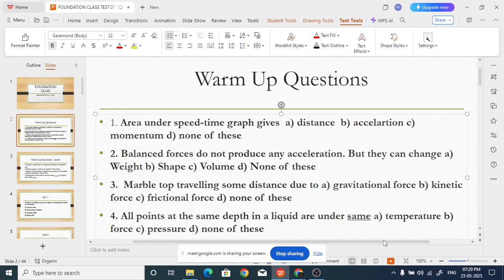Understand this. The area under speed and time means speed into time. If you draw a graph, on the x-axis you take speed, and the y-axis time, then the area under the graph is speed into time. What do you get for speed into time? Distance. Distance is the right answer. Speed into time or velocity into time, it gives distance or displacement. Okay, so that is the right answer. Go to question number 2.